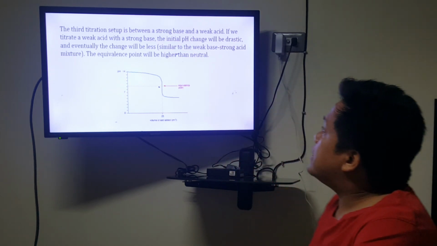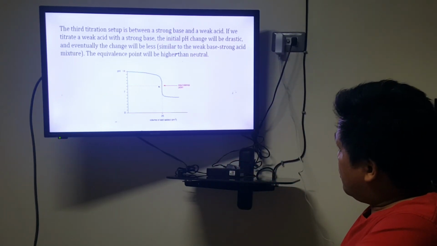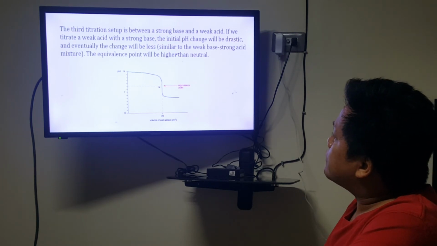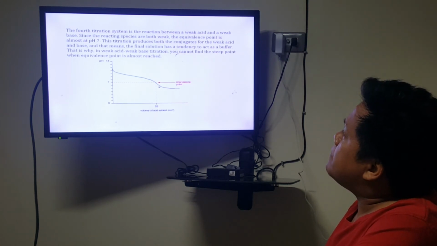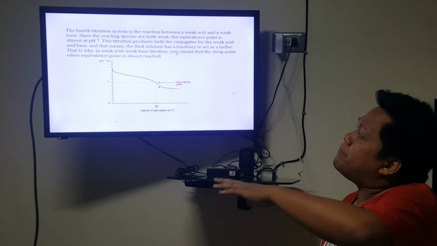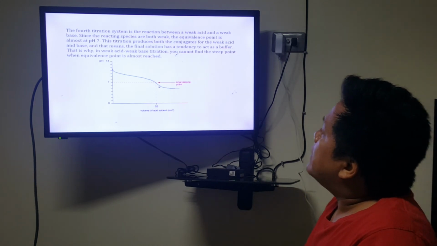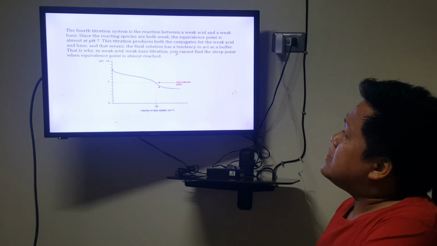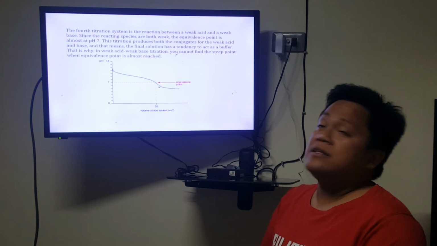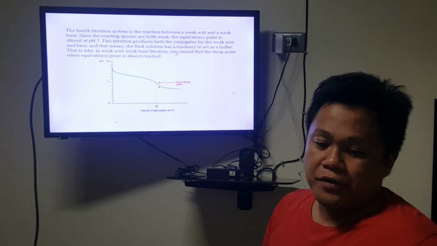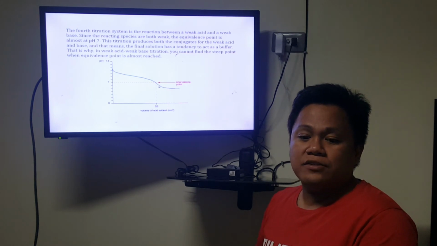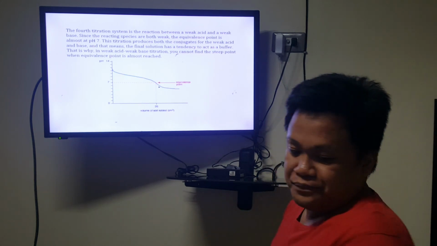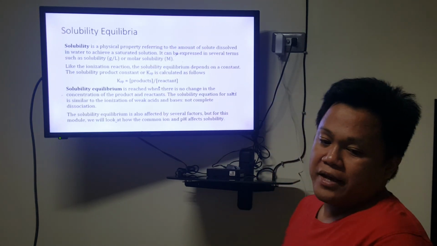This is the third titration setup between a strong base and a weak acid. Next is the fourth titration system, the reaction between a weak acid and a weak base. This titration produces both the conjugates for the weak acid and base, and that means the final solution has a tendency to act as a buffer. That is why in weak acid, weak base titration, you cannot find the steep point when the equivalence point is almost reached.